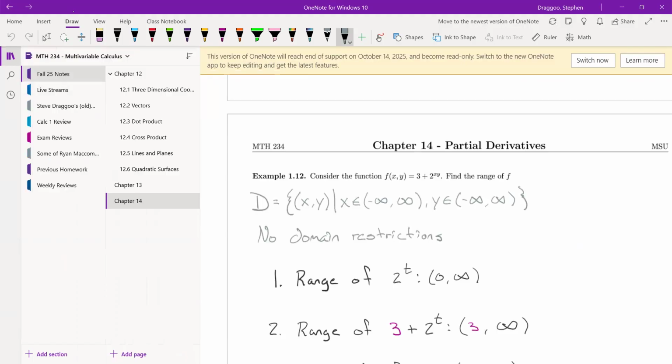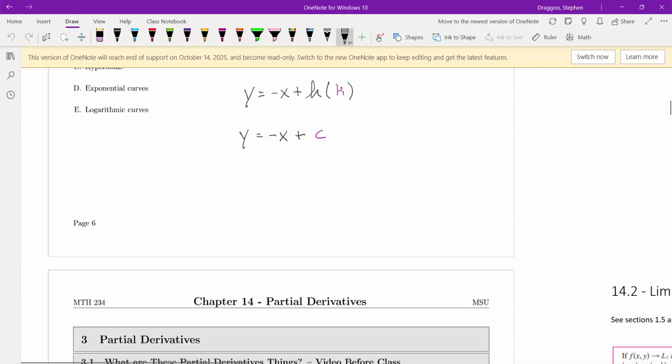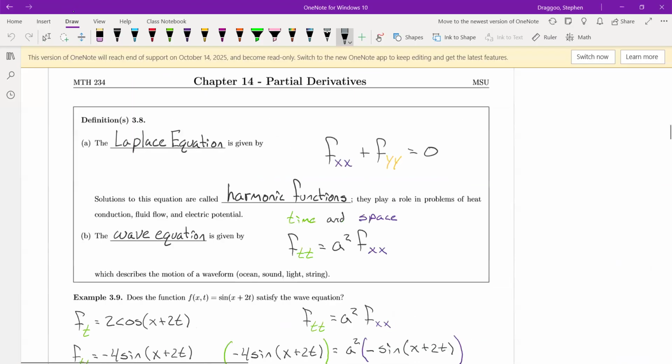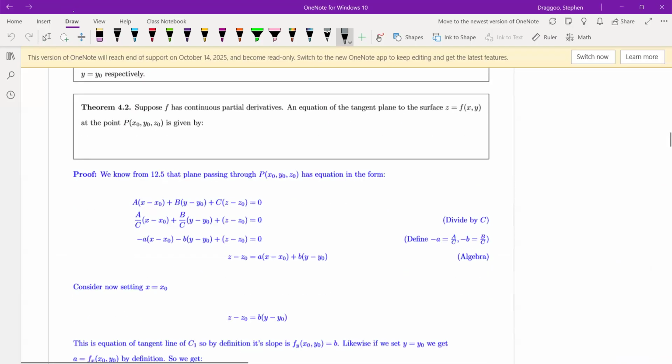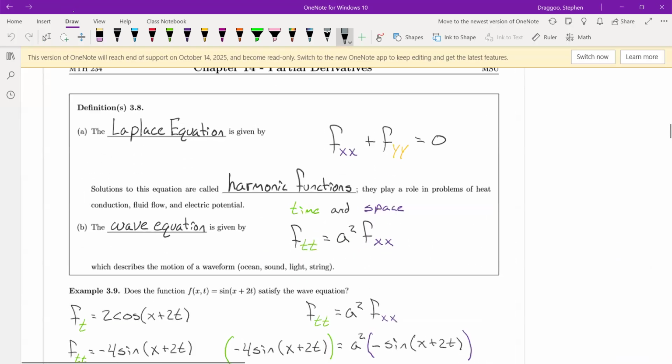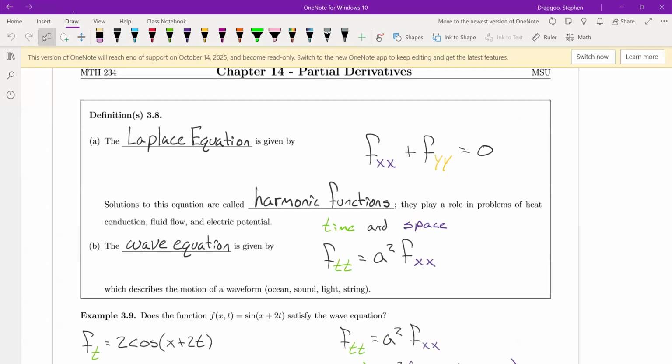Lastly, since I know we are basically out of time, let me just skip ahead to the last example that I've already got worked out. That was too far. All right, the last page on here. The Laplace equation.